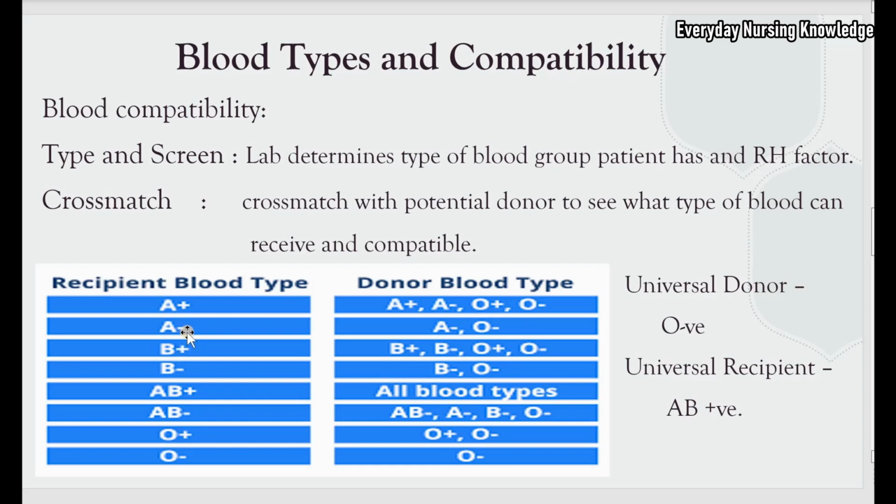Now, coming to A negative, again, this person can receive blood from A and O because A is the same blood group, O is the universal donor. But since it's negative, it can receive blood only from the negative group. So A negative and O negative. So remember, O negative becomes the universal donor.